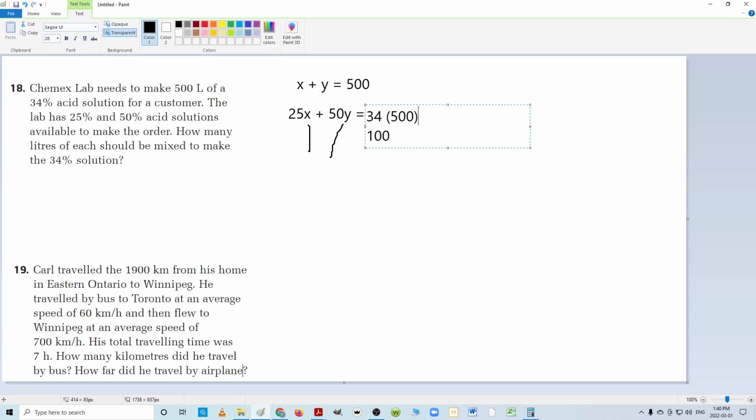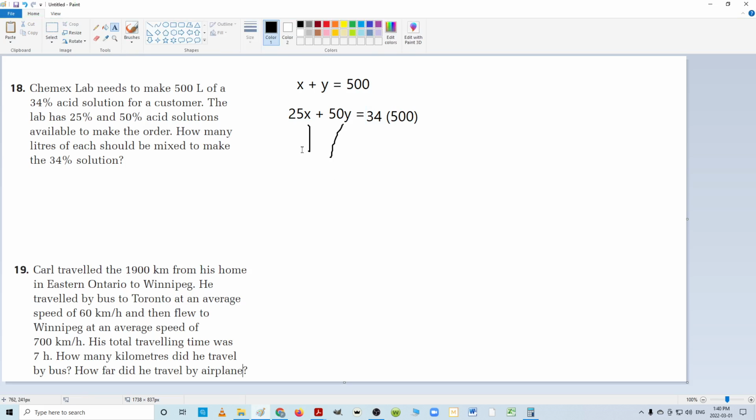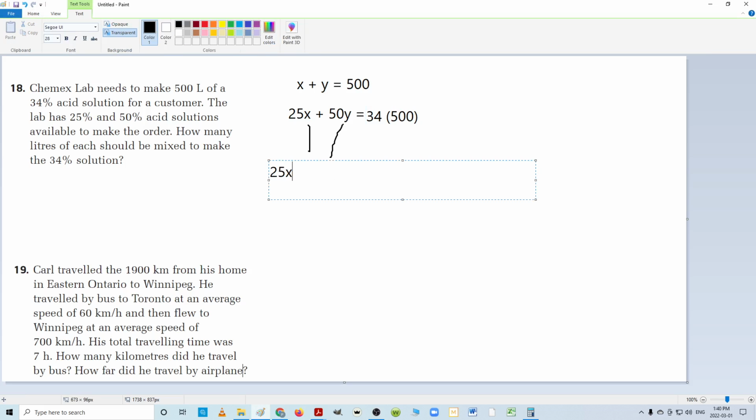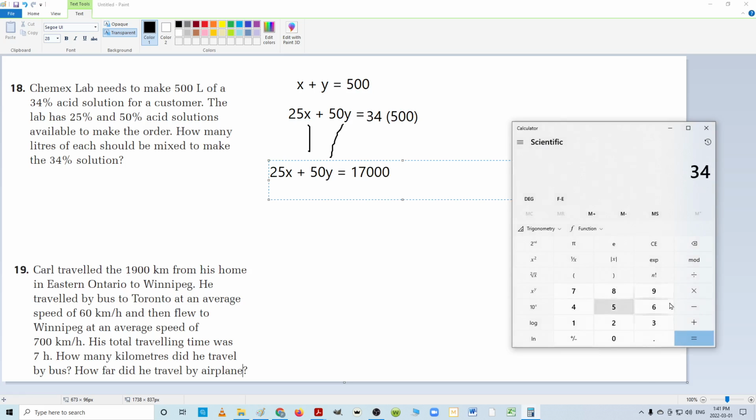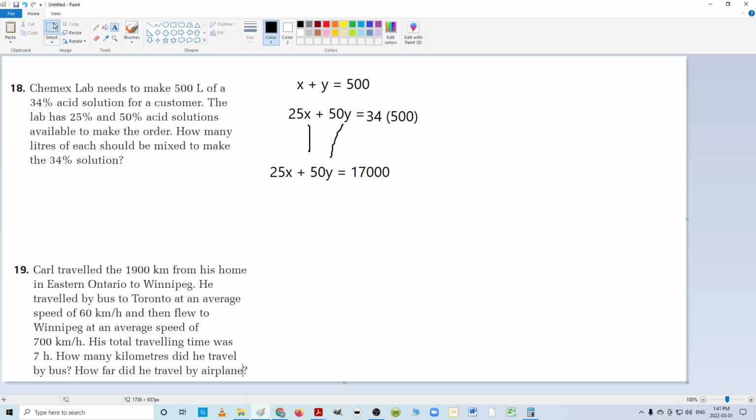So the final 500 liters has to be 34%. So when I multiply everything by 100, because remember this is 25%, this is 50%, I get that. I think that might be it. Let's see. And 17, like that, is it 17,000? My brain's starting to go. Yeah. So now if I have this, I might as well just use substitution to try to get it.